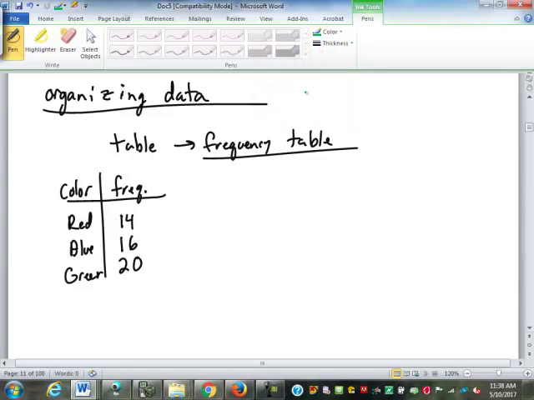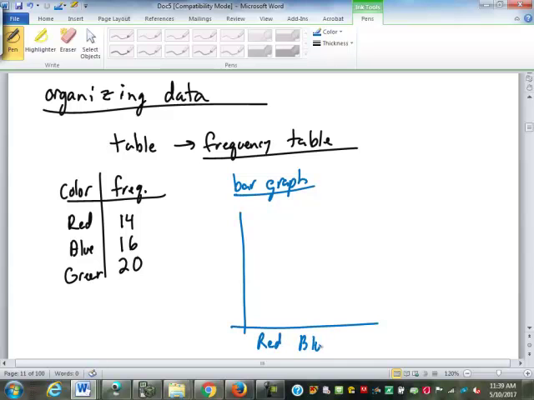So let's say those are our frequencies. If we want to graph those, we did a bar graph was one of the things we did. And what we had discussed was called a vertical bar graph. And that vertical bar graph, we had the categories along the bottom, red, blue, and green.